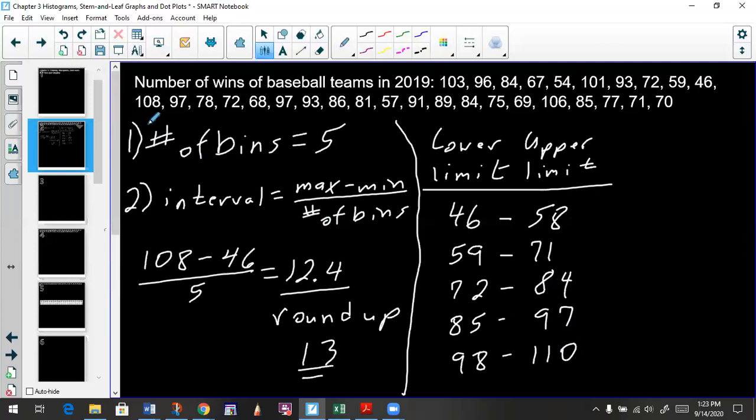Now notice our biggest number, 108, falls in this category. If we had rounded this down to 12, this number would be smaller than 108, and we wouldn't have anywhere to put 108. So now we do our frequencies.